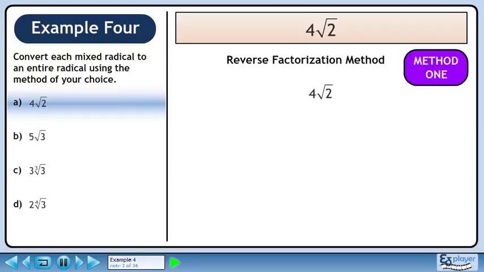Rewrite 4 root 2. The coefficient of 4 can be expanded inside the radical as a pair of 4s. Multiply everything underneath the radical symbol to get 32. The entire radical is root 32.